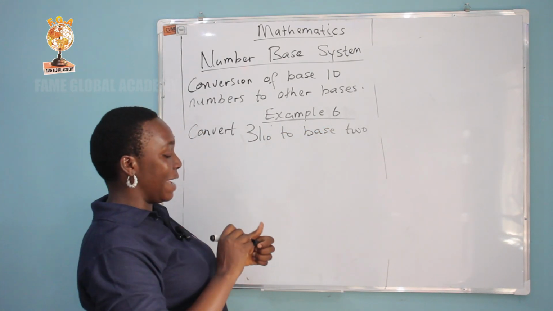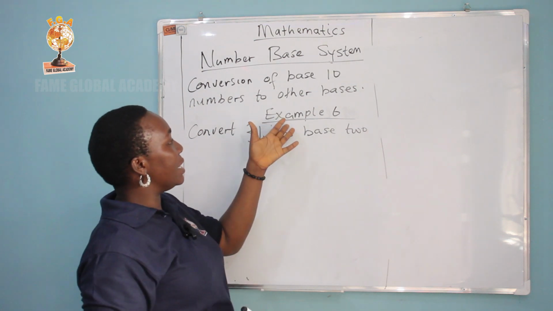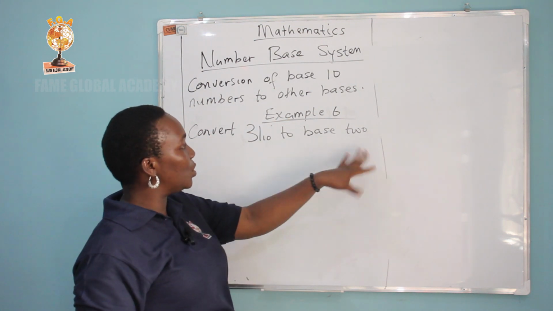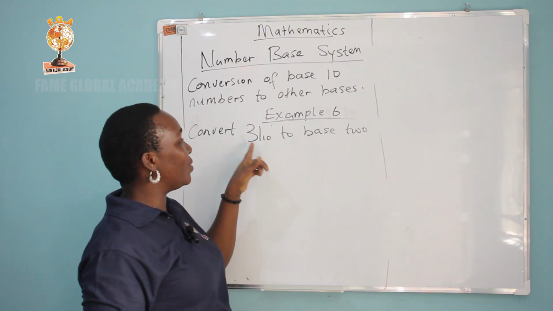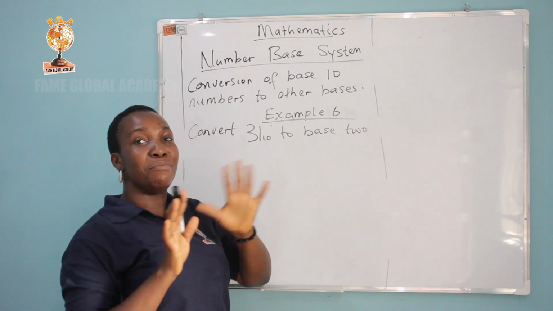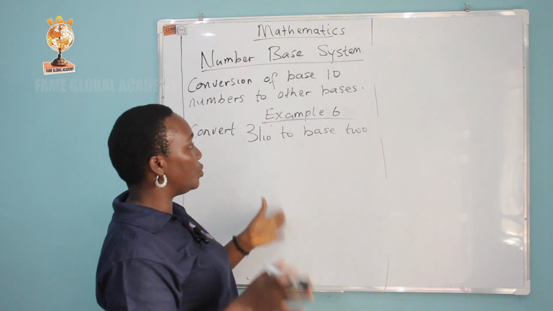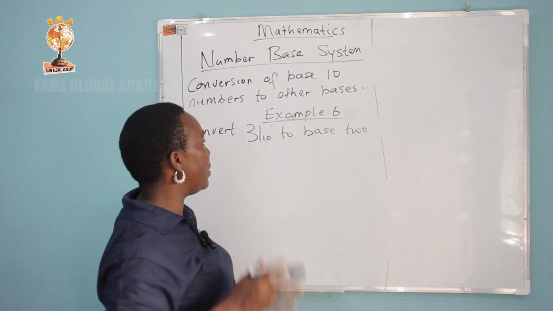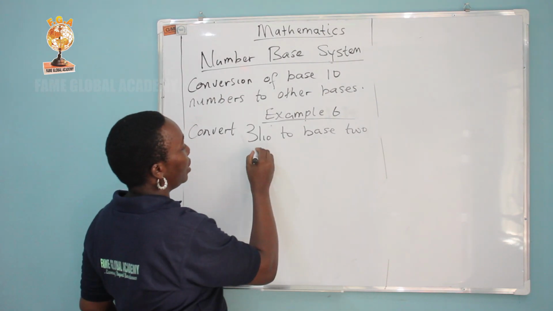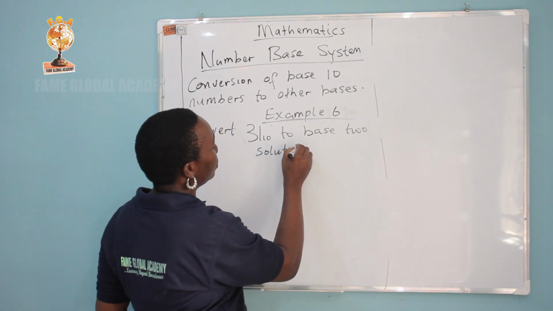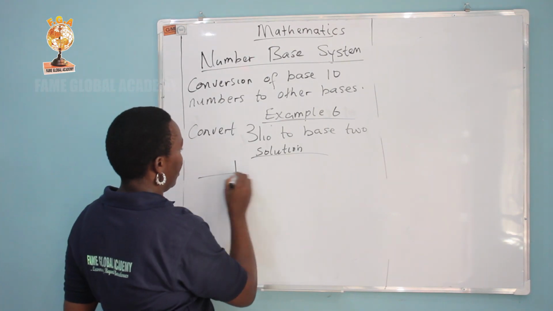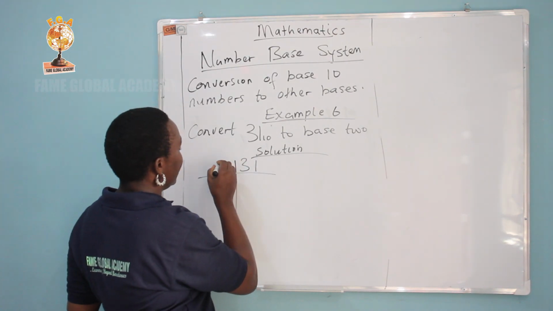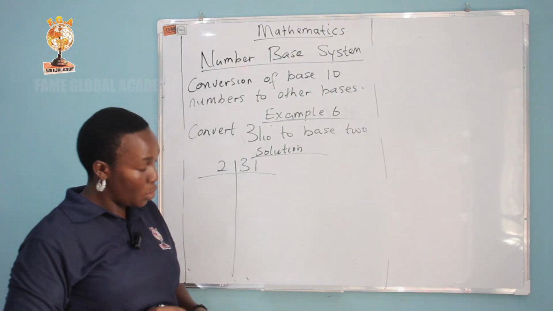Okay, so if you see the way I'm twisting the question, example 4 was convert to base 2. In example 5, I said convert to binary. And this one I say convert to base 2. Just know that they mean the same thing. We are using 2. Anytime you have base 2 or binary, we are talking about 2. Okay, so we have the solution. These are our 31 and these are our 2.